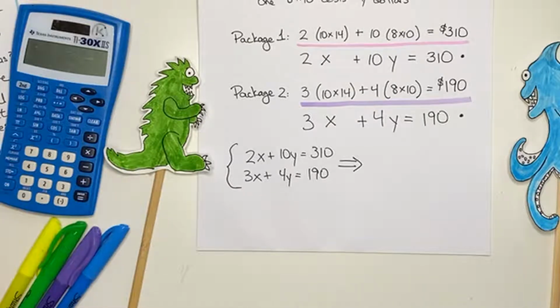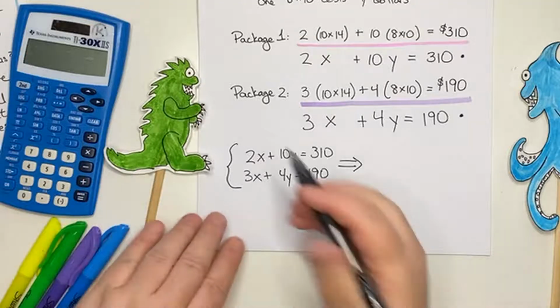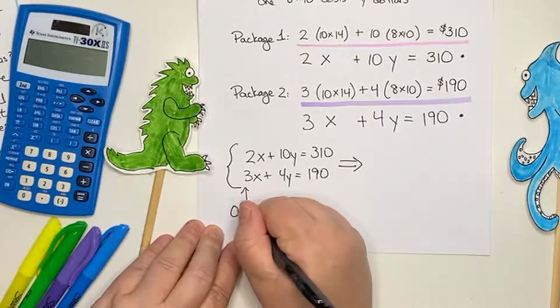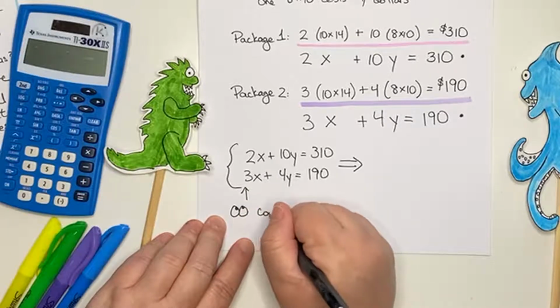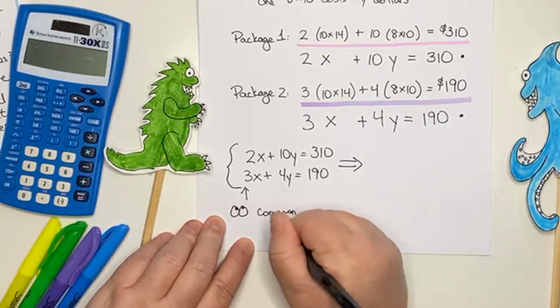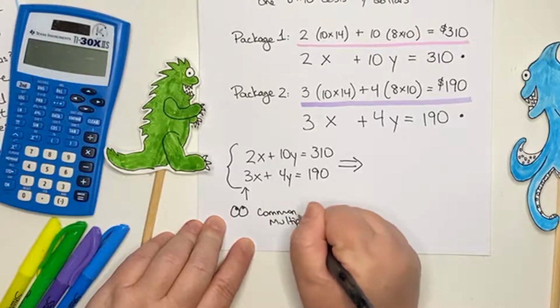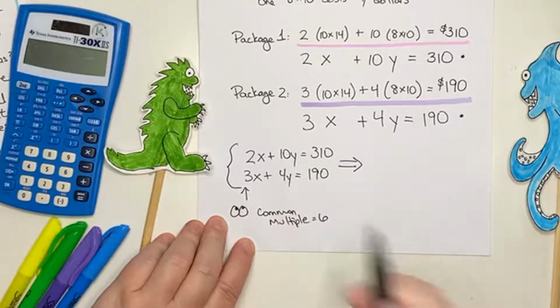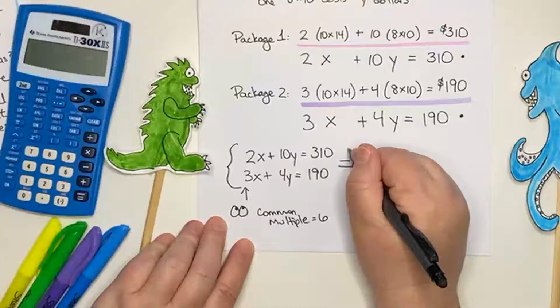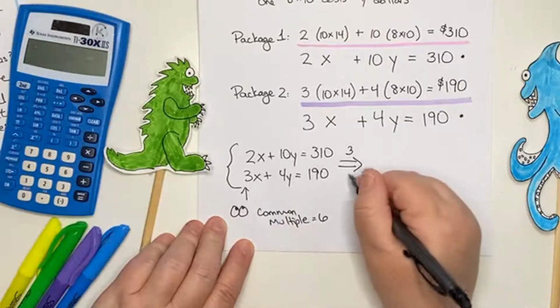Okay, so I'm going to cancel the x's. So I'm going to look at these numbers, and I'm going to think common multiple is 6. Okay, so I'm going to aim for 6. And then I have to remember, if so 2x, I'm going to multiply by 3. And 3x, I'm going to multiply by 2.